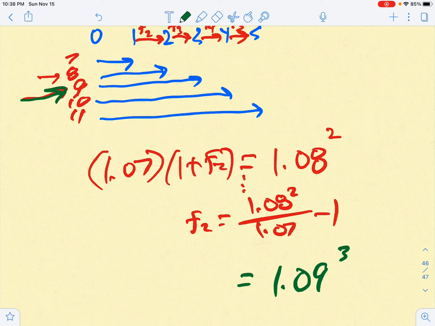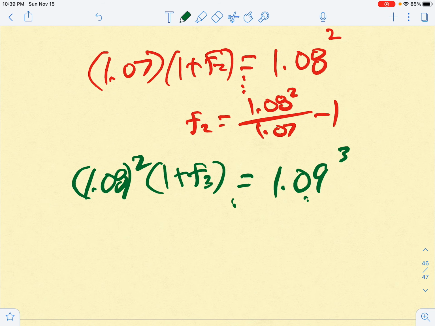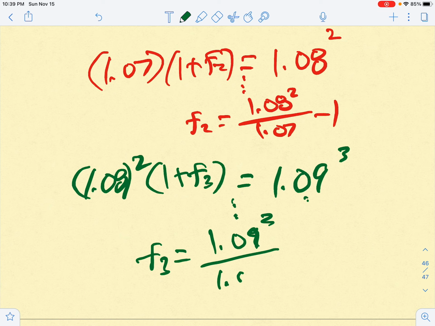And so you ask a question. You say, well, assume someone locked in 8% for the first 2 periods, kind of like being this guy here. And then what rate would they have to earn between date 2 and 3 to end up with 9% per period? So 1 plus F3. Okay, and lo and behold, you do the algebra, you get F3 equals 1.09 cubed divided by 1.08 squared less 1.